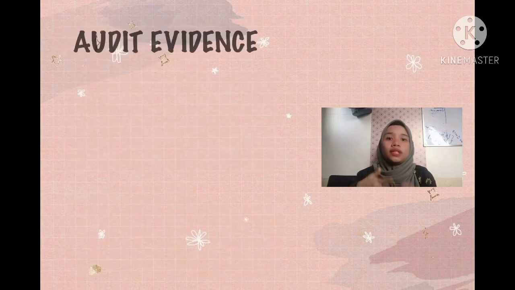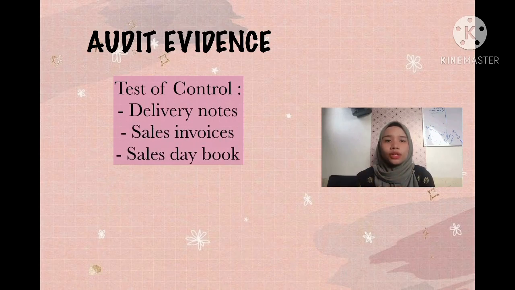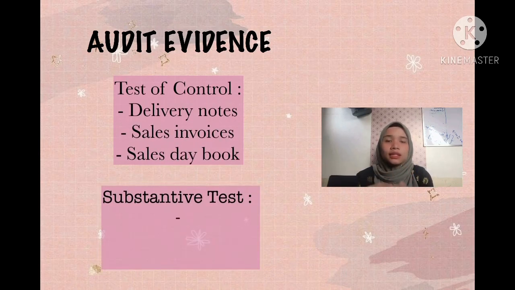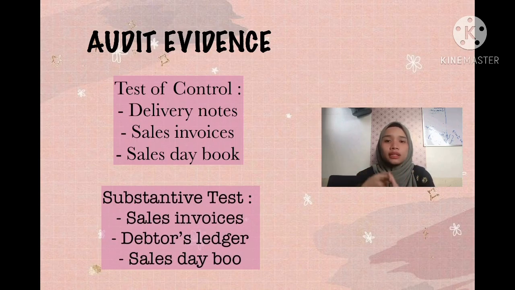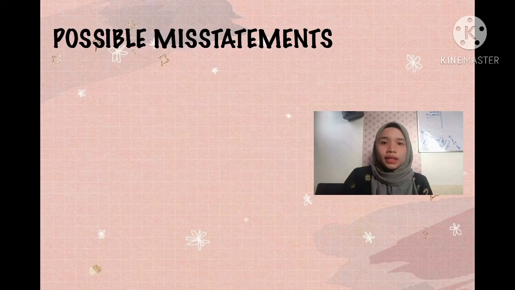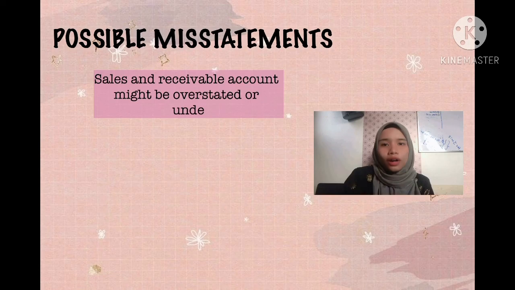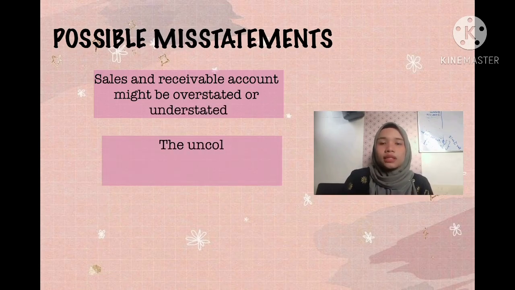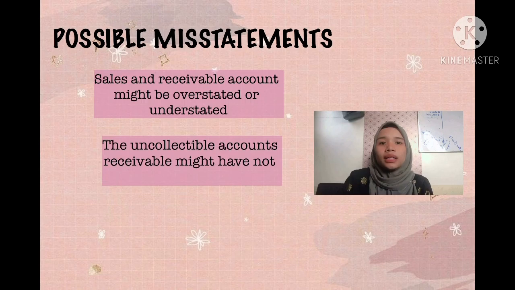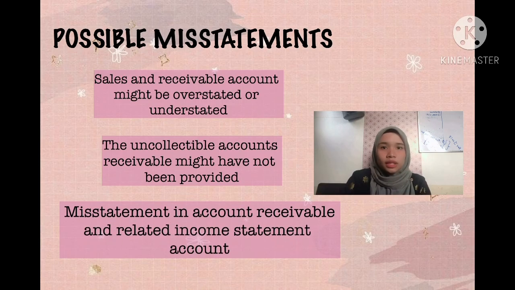The audit evidence of test of control are delivery note, sales invoice, and sales day book. Meanwhile, for the substantive test, the audit evidence will be sales invoice, debtors ledger, and also sales day book. The possible misstatements of completeness are: sales and receivable account might be understated or overstated; the uncollectible account receivable might not have been provided for yet; and misstatement in account receivable and related income statement account.